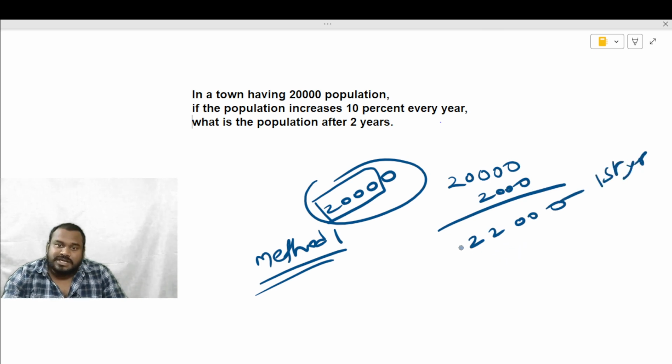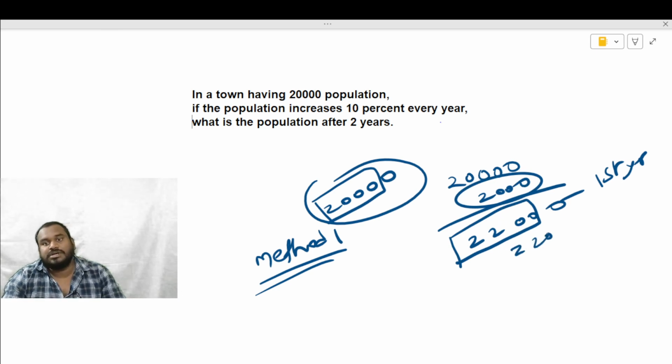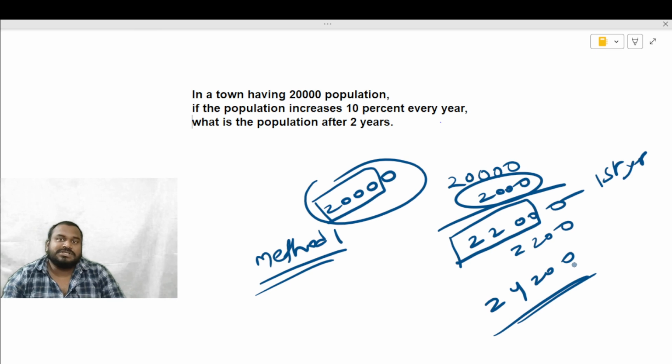Next, again increase by 10%. So again, the increase on 20,000 is 10%, that is nothing but 2,200. 2,200 added to 24,200 is the final population after 2 years. So this is one method, and there is another method as well.